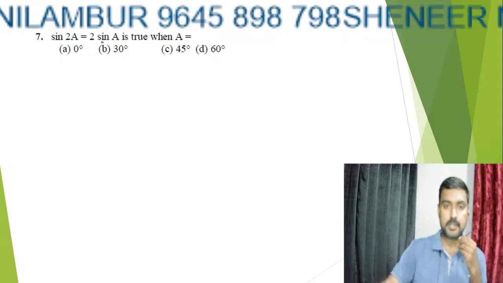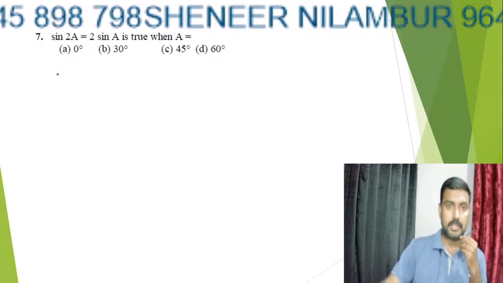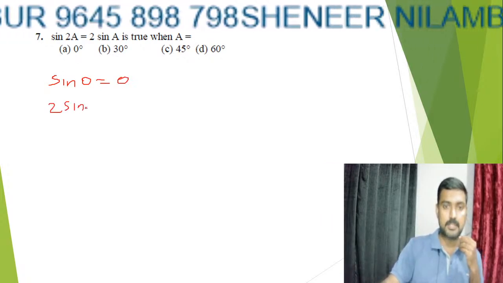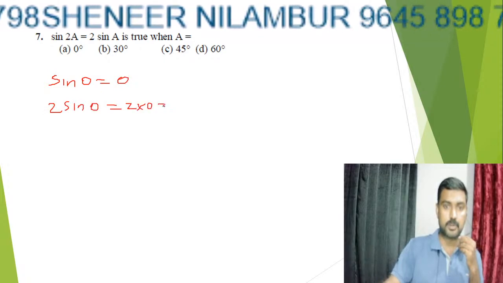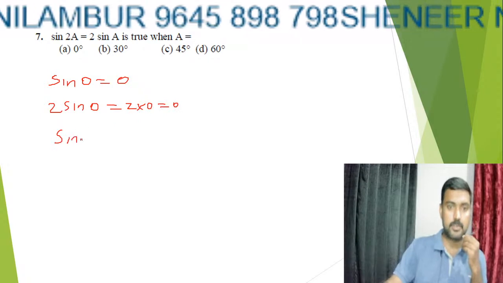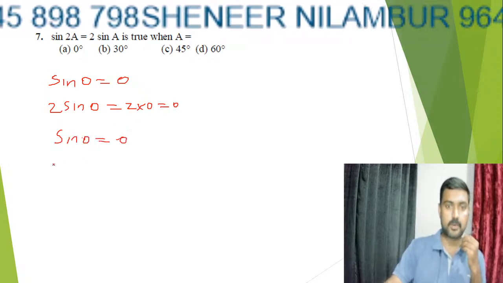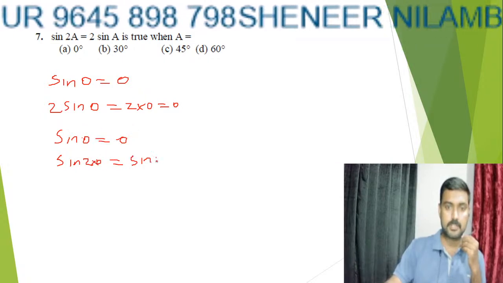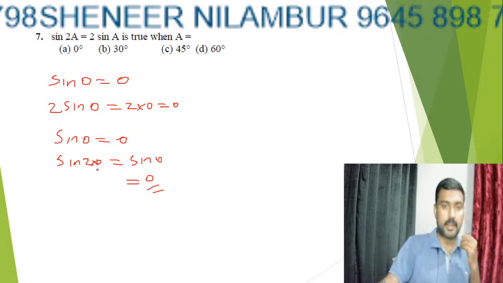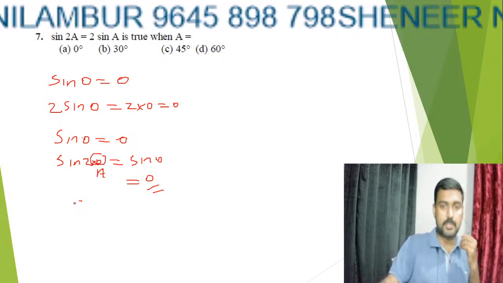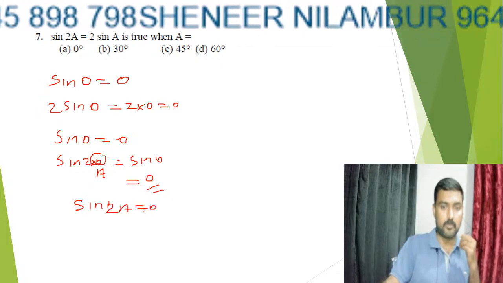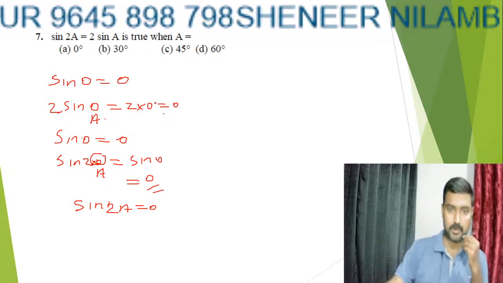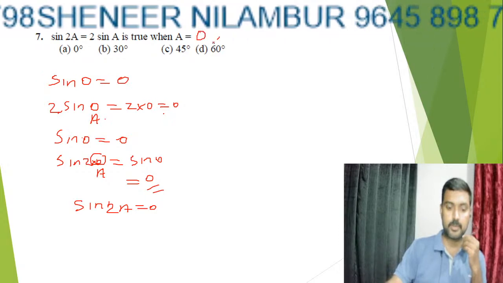Here sin 2a is equal to 2 sin a. We know that sin 0 is equal to 0. So 2 into sin 0 is also 2 into 0, which is equal to 0. And sin 2 into 0 is equal to sin 0, that means 0. So when the angle value a is 0, the sin 2a's answer is 0. And when a is equal to 0, 2 into sin 0 is also 0. So the value of a should be equal to 0.